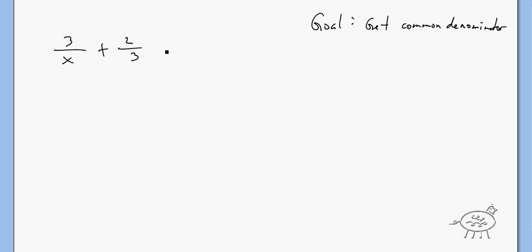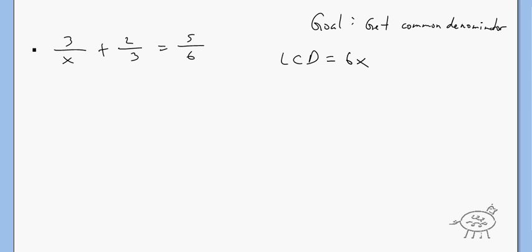So remember, our early goal is to get a common denominator. All right. So 3 over x plus 2/3 equals 5 over 6. Okay, same thing as before with rational expressions. You need to find your LCD. That is super important. And if you notice, I have x, and I have 3, and I have a 6. Okay? So my LCD is 6x.